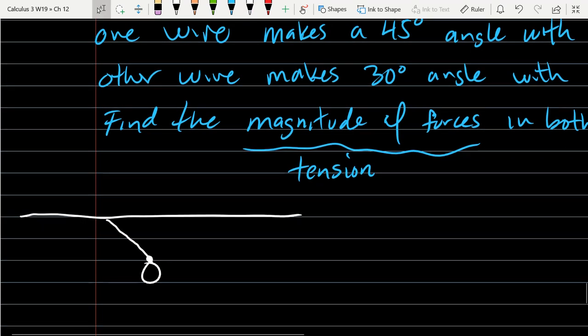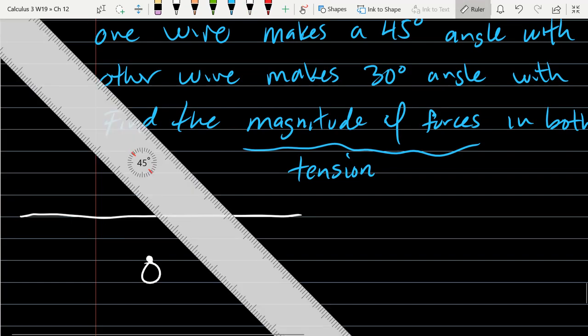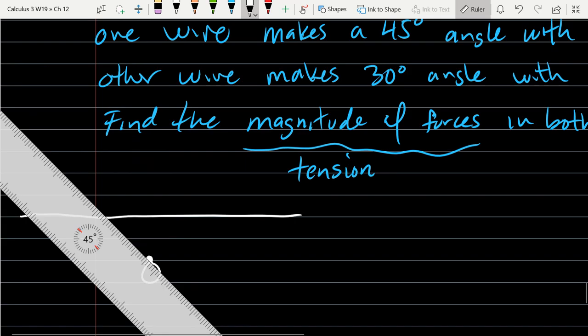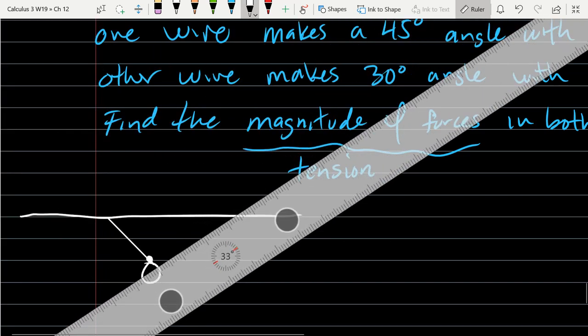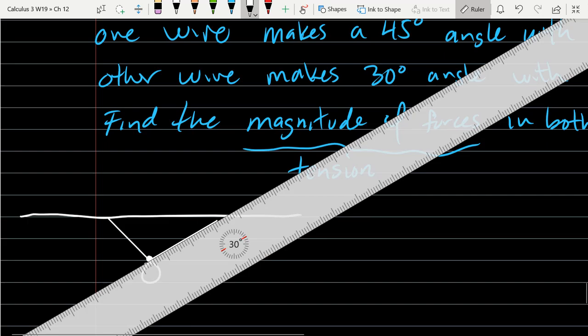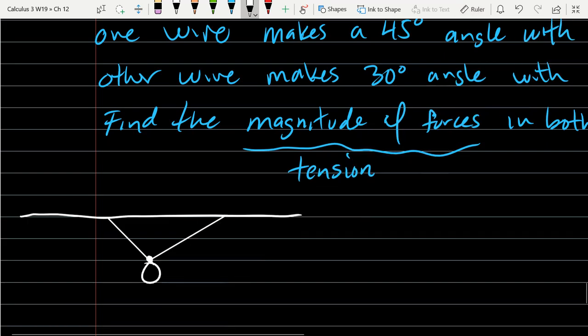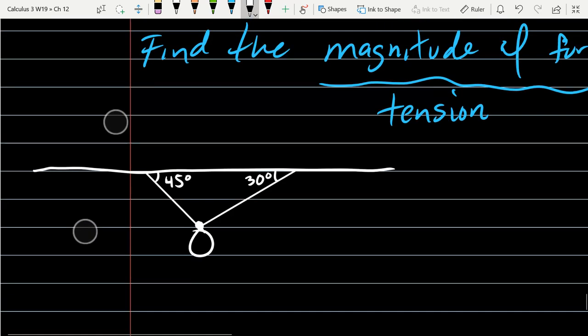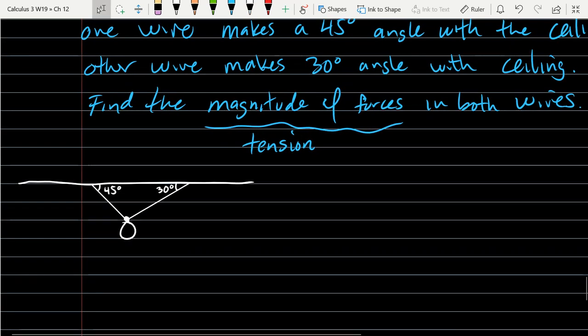Now the 30 degree angle, look at this, 45 degrees, I'll make it perfect. All right, 45, now 30. All right, so those are our angles right there. I want to be very careful where I put the measurements. Now I did make a choice as to which side was 30 and which was 45, but the tension in the wires won't change if I flip them around. The X components will go the other directions, but the tension will still be the same.